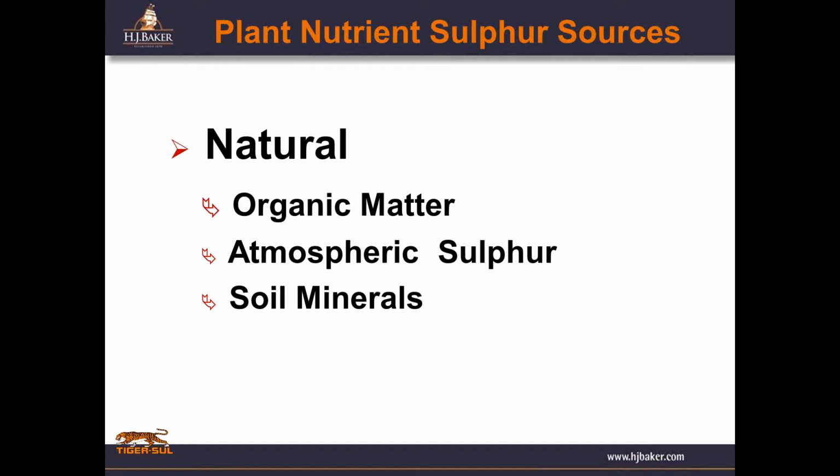So what are some of the sources of sulfur? And we'll start with the natural sources. Organic matter is the largest pool of sulfur. As organic matter decomposes, sulfur compounds are released and can be taken up by the plant. Atmospheric sulfur, both the sulfates as well as some sulfur dioxide. Sulfates are removed from the atmosphere with precipitation, and the gaseous form, sulfur dioxide, can be taken up by the plants through the foliage. And then as soil minerals weather, some sulfur compounds are released through the mineralization process and oxidation process and are available for plants to take up.